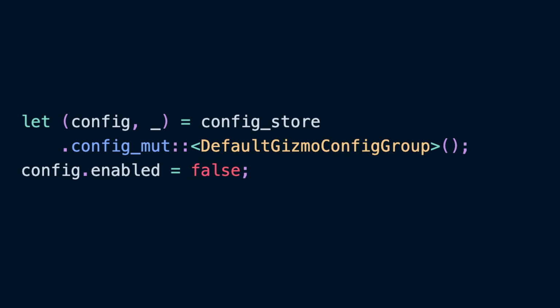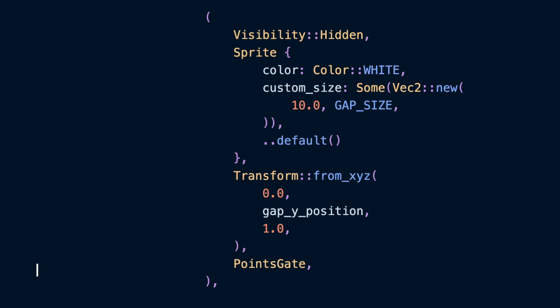We can turn the gizmos off if you haven't already in the startup system, using the default gizmo config group. And then we can make the gap invisible by setting visibility hidden on that entity. This removes the gizmo visuals, which we don't really want in our final game, as well as the block that used to be in the pipe gap. The entity is still there, it's just not rendering anything.